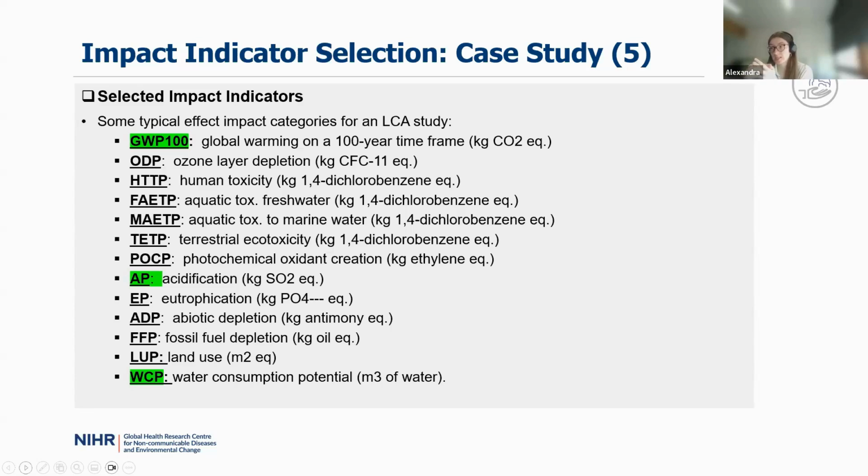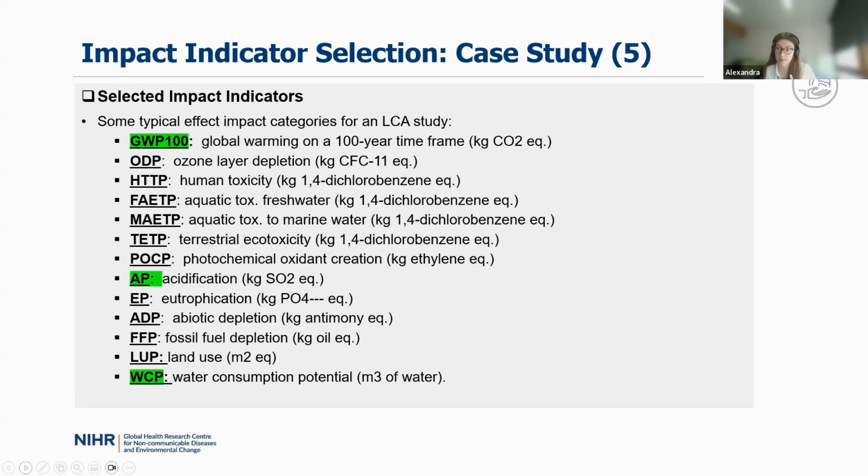I also chose terrestrial acidification just for soil health. I thought it would be interesting to look into. And then water consumption. I think it is always important, especially when looking at a public health perspective. Access to water is essential to avoid a variety of long-term diseases, so we also want to see that.